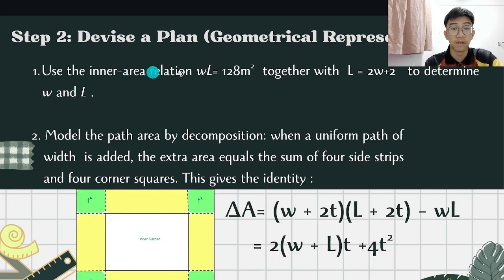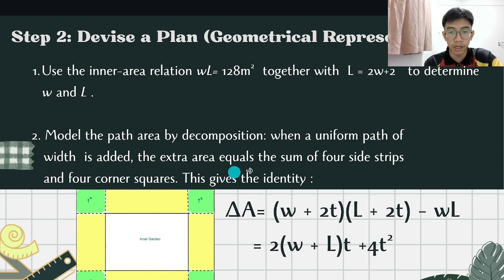Step 2, we need to devise a plan using geometrical representation, of course. First, use the inner area relation where W times L, or width times length, equals 128 square meters, together with L equals 2W plus 2, to determine W and L. Then we model the path area by decomposition when a uniform path of width T is added.